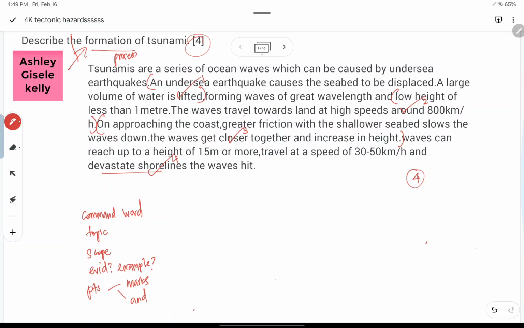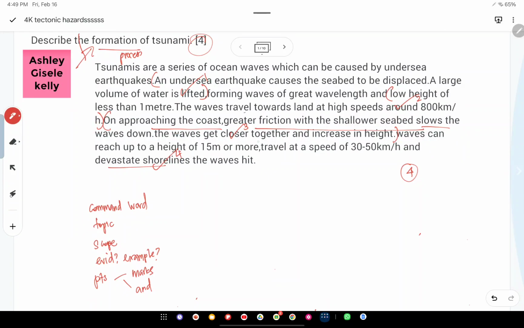Then after that, what happens before that in order for a tsunami to get formed? So what are the 3 steps? The one that happened just before it, why is it so big and so tall? Because at the coastal area, friction with the shallower seabed slows it down, then it becomes closer and increases in height. Right? So this is 1 step just before that. Before that, what's the step that happened? The step that happened is it is a low height, so because of that, it travels outwards at high speed. So that is the step that happens before. Before that, why is there even a low height wave? Because of undersea earthquake, seabeds are displaced. So a large volume of water is lifted. So again, 4 steps involved in order for you to get the 4 marks.